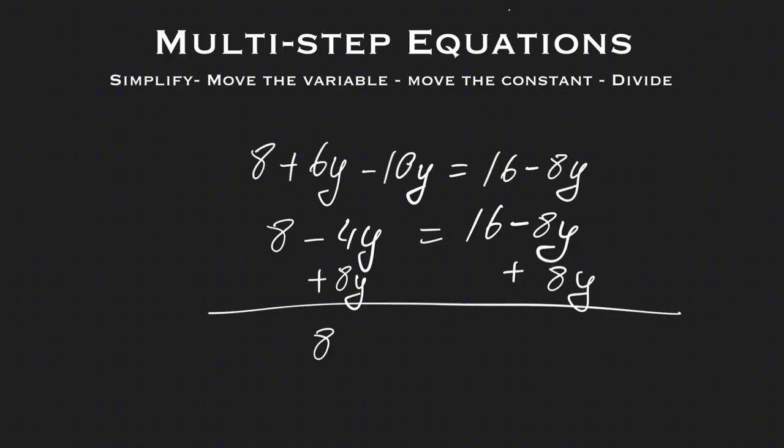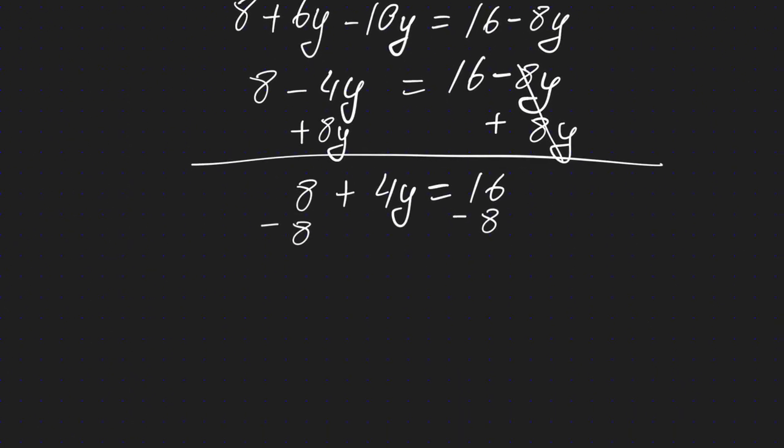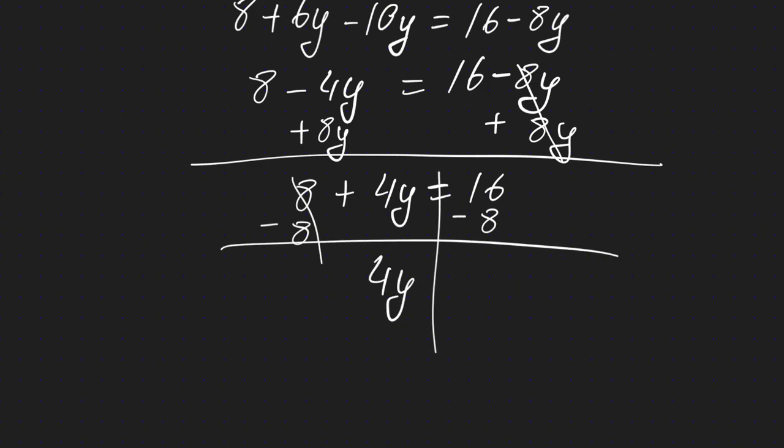And so we'll have 8 plus 4y equals 16. And now we can move the constant to the other side by subtraction. So we have 4y equals 8. We're going to divide by 4, and then y equals 2.